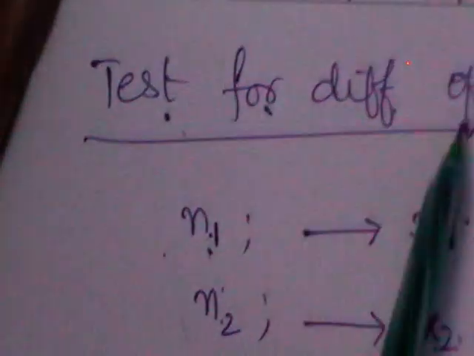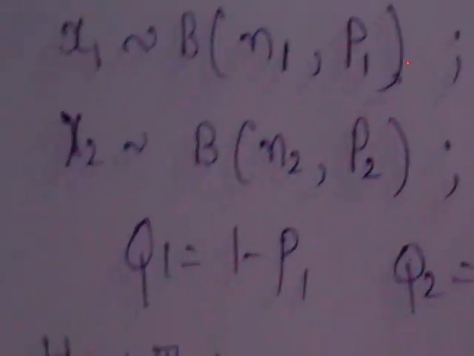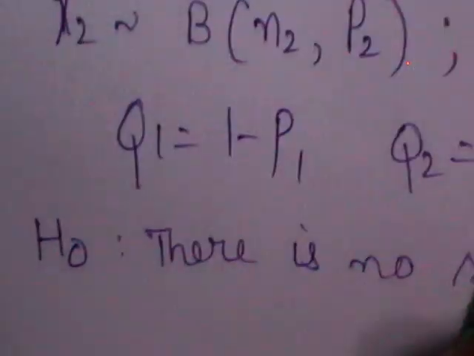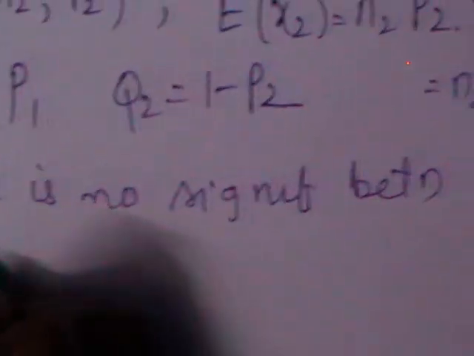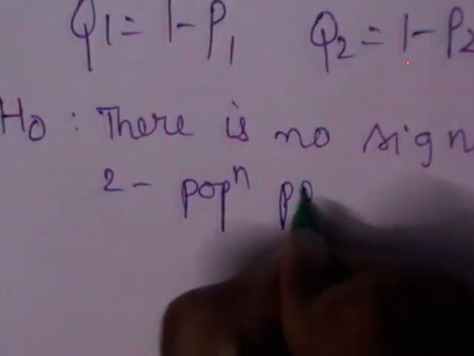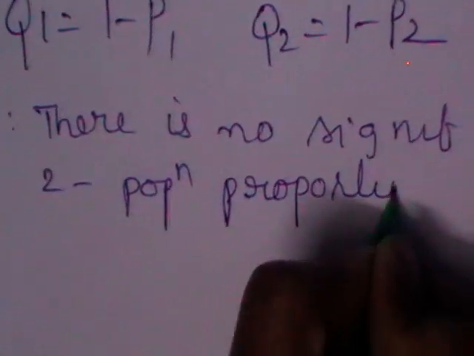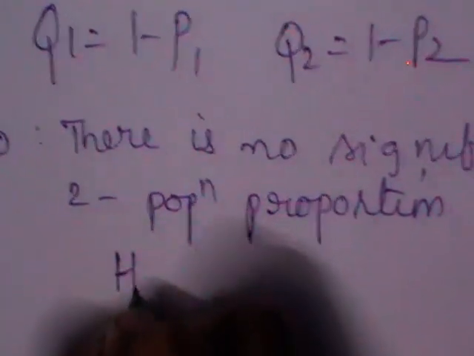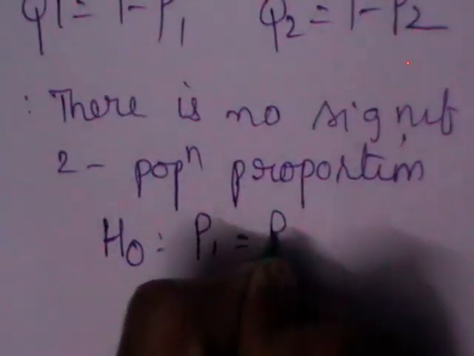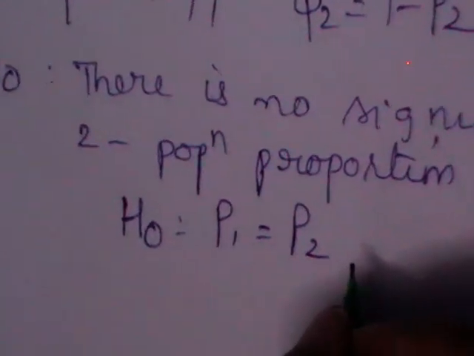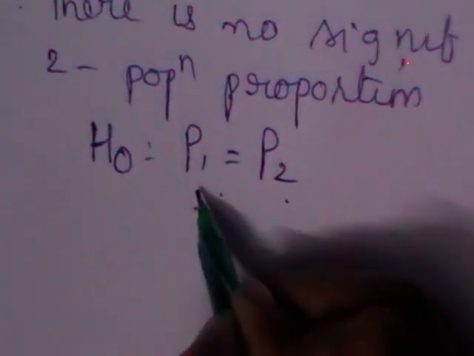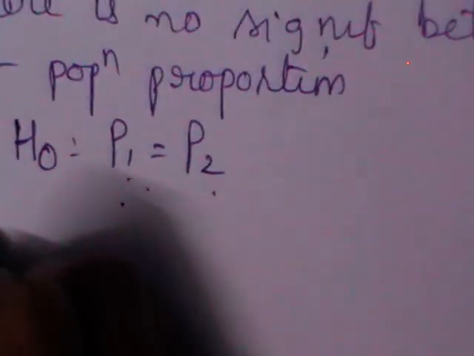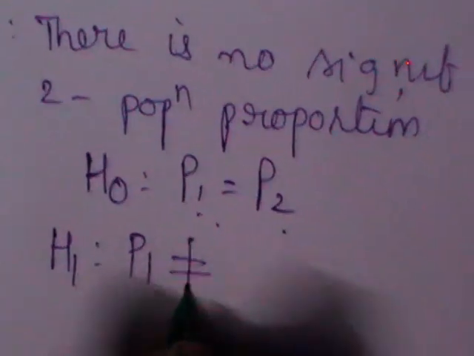Now, what is the null hypothesis here? As this is the test for difference of proportions, H0 is always the same: there is no significant difference between the two population proportions. What do you indicate the population proportions with? Capital P1 and P2. Therefore, P1 is equal to P2. I think you wrote the same in the test for difference of means also, H0 such that mu1 is equal to mu2. Here it is P1 is equal to P2. H1 is P1 not equal to P2.